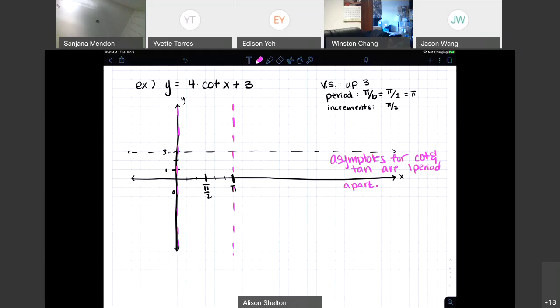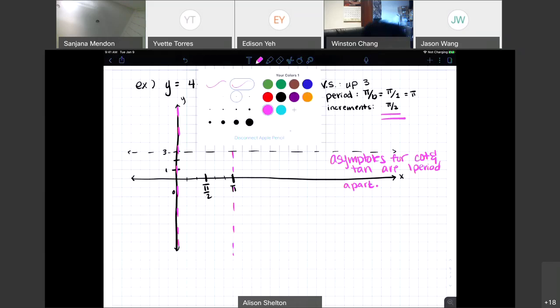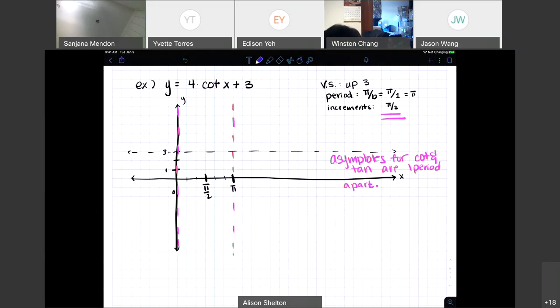Okay. Now the increments are every pi over 2 units. So something important's going on. We have 0, and then at pi over 2 is another important point. And then at pi over 2 later, we have our next asymptote. So pi over 2 is an important point. And for cotangent, that is where our graph touches the midline.